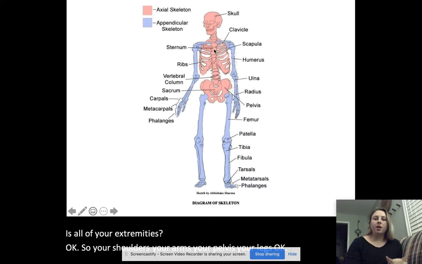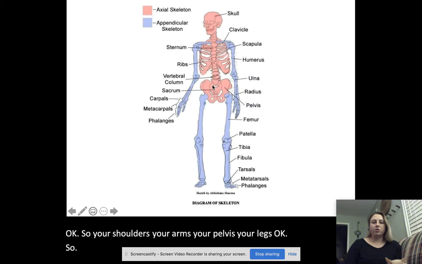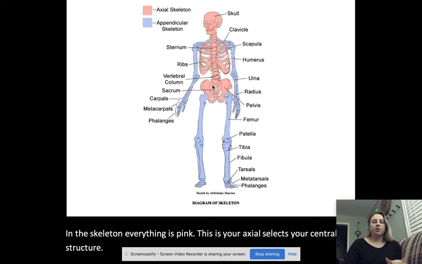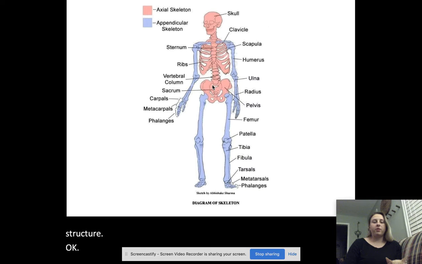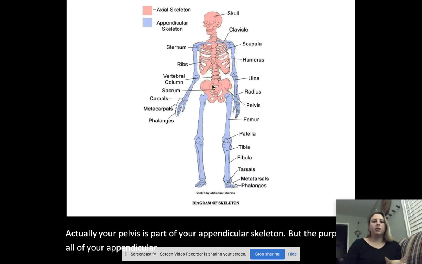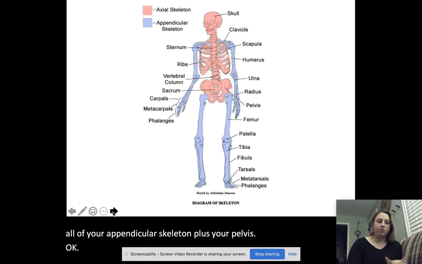So in the skeleton, everything that's pink is your axial. That's your centralized structure. Actually, your pelvis is part of your appendicular skeleton. The purple is all of your appendicular skeleton plus your pelvis. It gives a good visual.